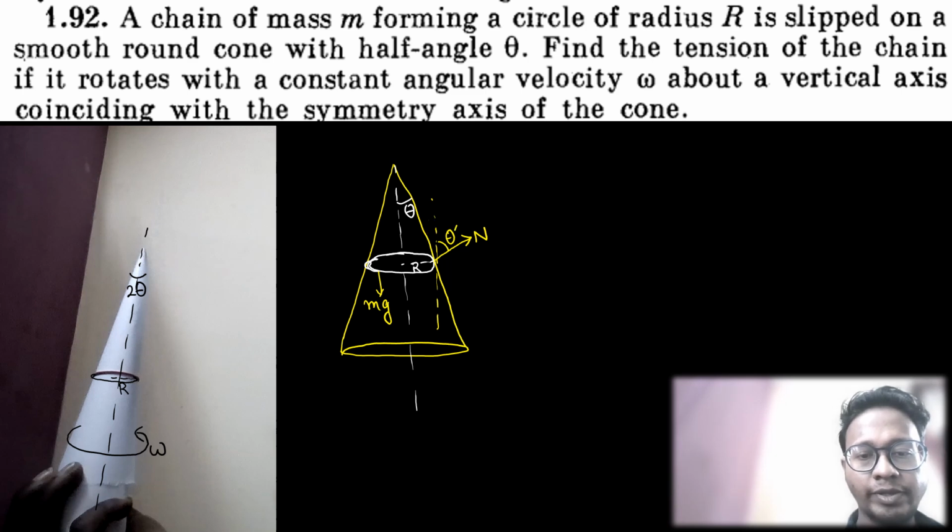Okay, so if I draw out the forces, there will be two components of forces, N sine theta dash and N cos theta dash. Theta dash is nothing but 90 minus theta. Sine of 90 minus theta is nothing but cos theta, and cos of 90 minus theta is nothing but sine theta.